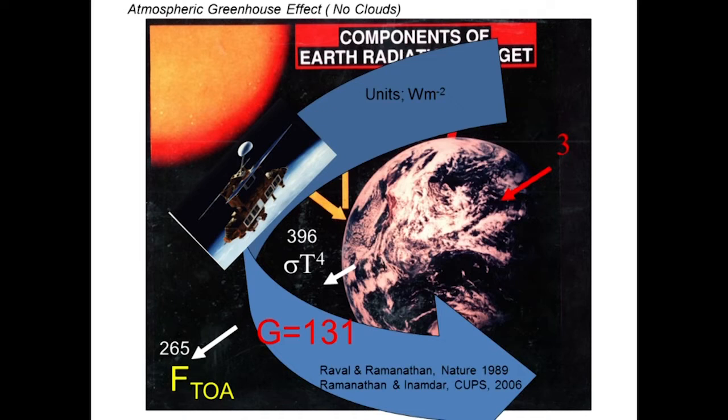Keep in mind the energy from the sun is 340. We are radiating a lot more than that, because there's an extra energy source, that's the greenhouse gases. What escapes to space is 265. So the thickness of the blanket was determined within 2 to 3 watts per meter squared for the first time. So that's 130 watts.